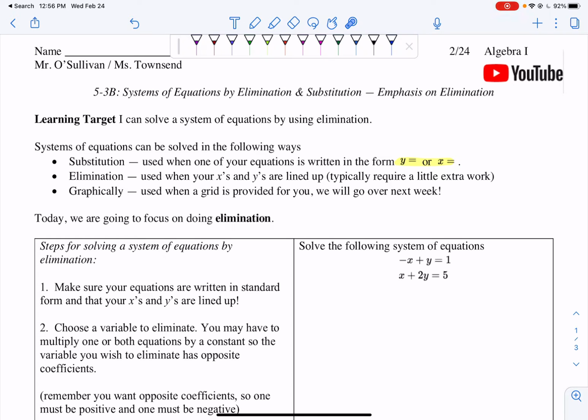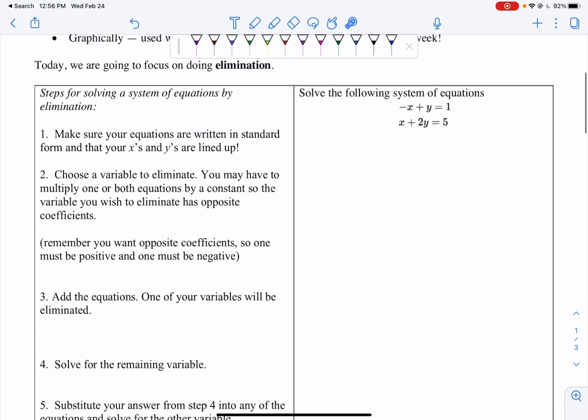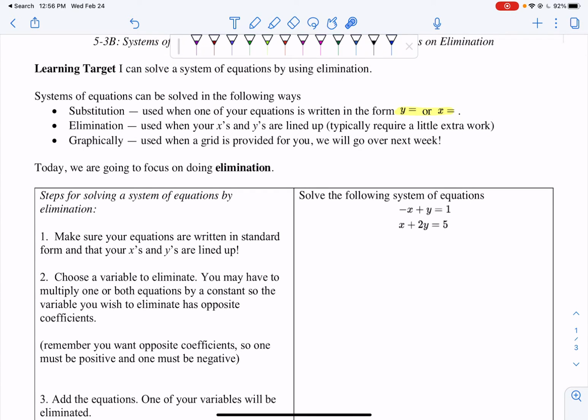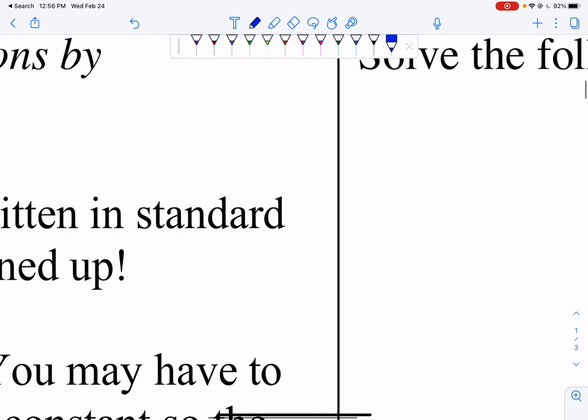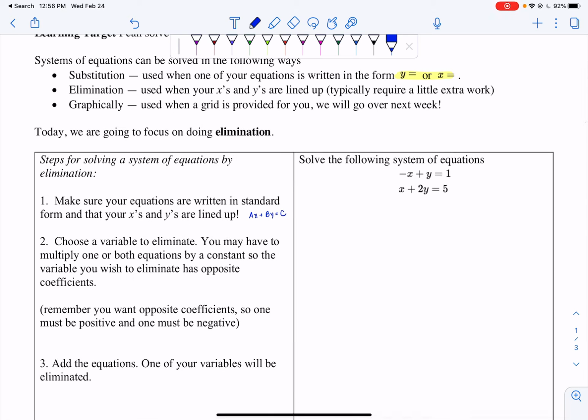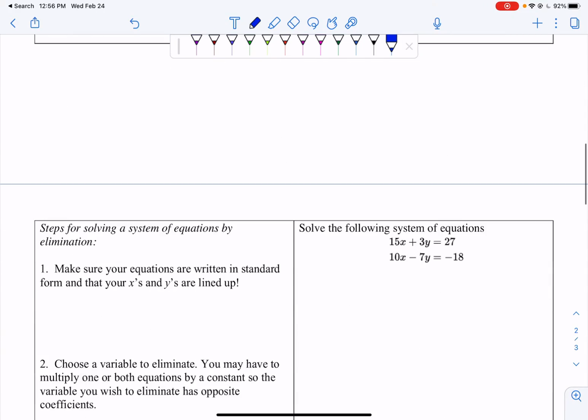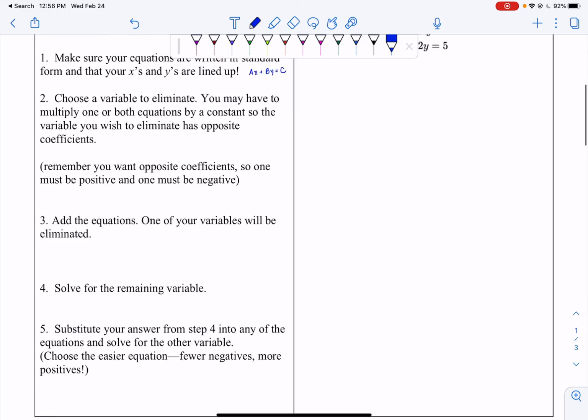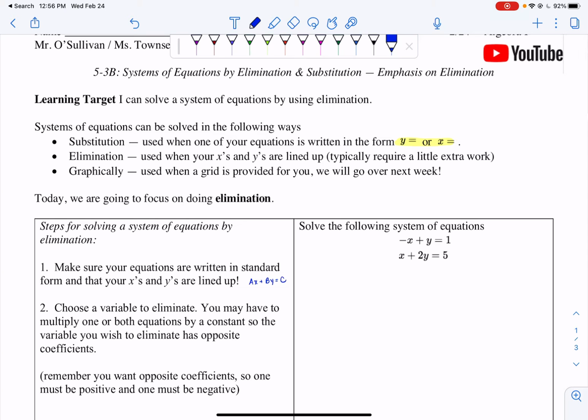We went over the steps in class, so I'm not going to read them, well, I will. Steps for solving systems of equations by elimination. Step 1 is make sure that your equations are written in standard form and your x's and y's are lined up. When I say standard form, I want it to look like this: ax plus by equals c. So I want my x, then my y, then my c. If your y comes first, it's not a huge issue. In none of the examples does the y come first. Typically the x comes first, the y comes next, and your constant comes after the equal sign.